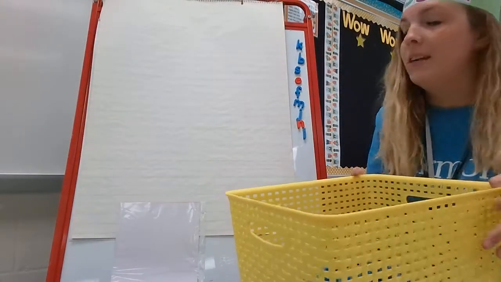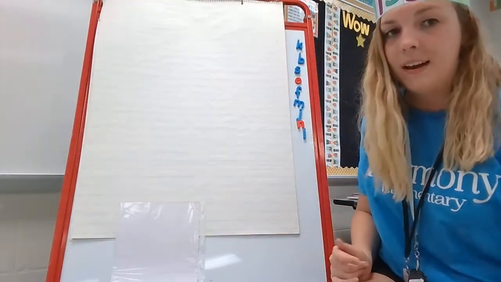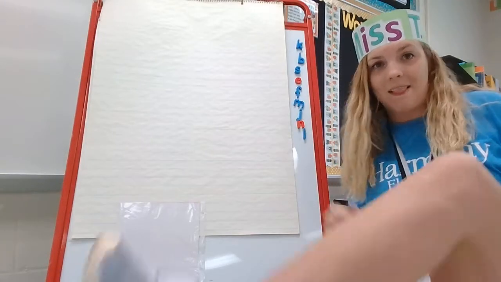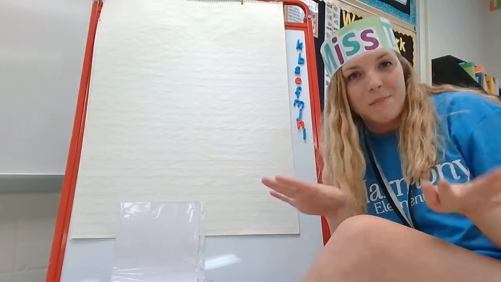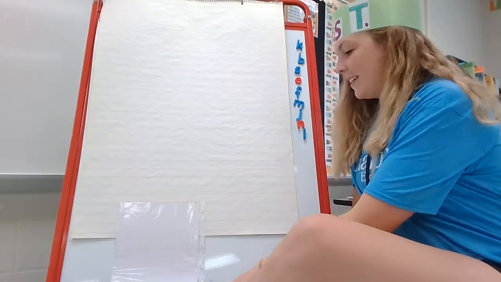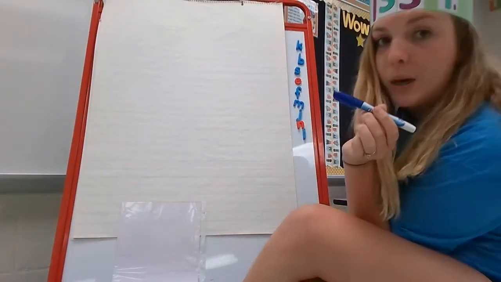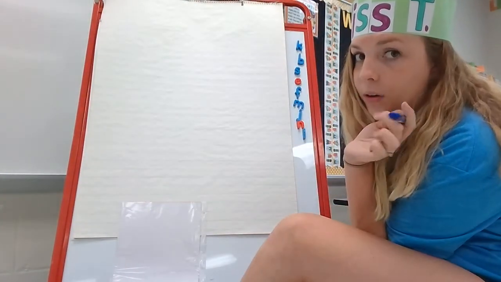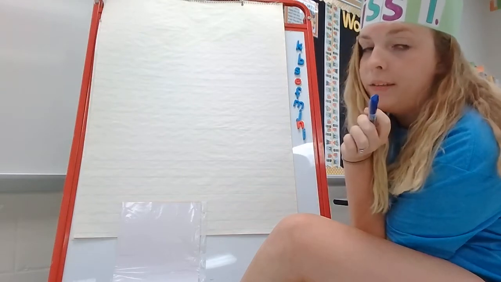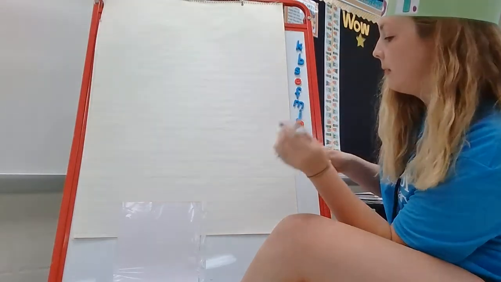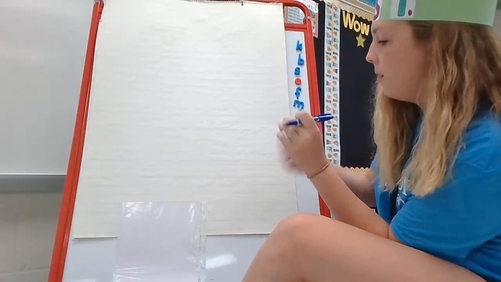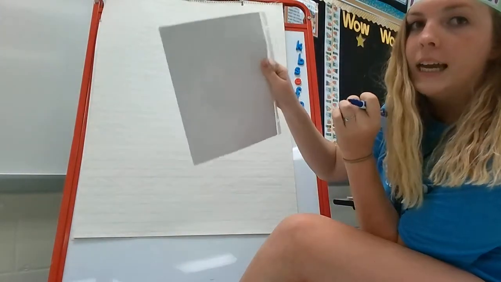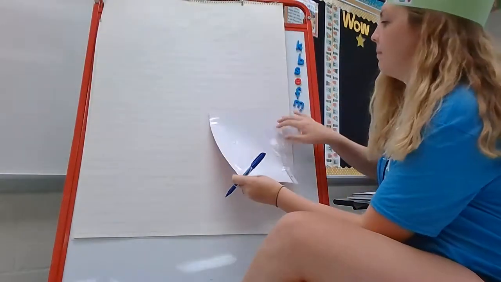So now that we've practiced seeing if we have the ability to recognize the letters in our name, we're now going to practice writing our name. So, I have my dry erase marker. Make sure it's not a Sharpie or a regular marker because those won't come off this board. I've got my paper, and I'm going to practice writing my name.